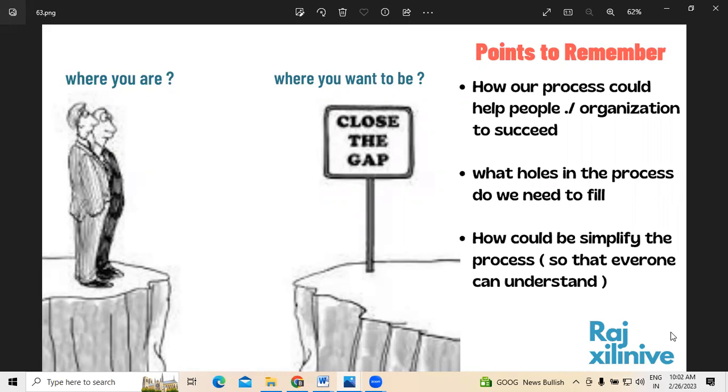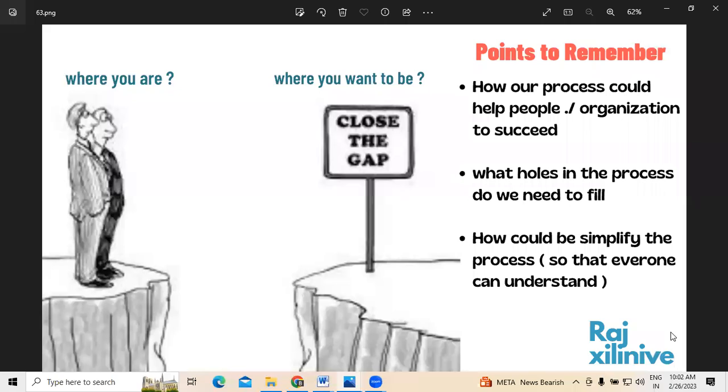Next, the third point is: how could we simplify this process? Because at the end of the day, even to develop this or to use it, the process must be as simple as it can be. Then only will performing the gap analysis be useful to the people. This is where gap analysis comes into the picture. Gap analysis connects two things: the one which you have now and what you want to become, right? To bridge the gap between these two things is what we do in gap analysis.